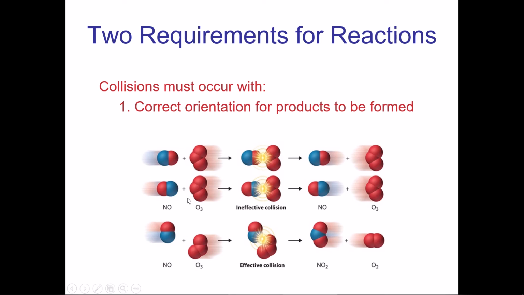So if we look at the example with NO and O3, we can have an ineffective collision if they are not oriented correctly when they collide. An ineffective collision doesn't produce product because the reactive functional groups did not align. It just gives you more reactant. However, if they do align in the correct orientation and alignment, you get the creation of the products. So our A and B molecules have to be in the correct orientation when they collide.